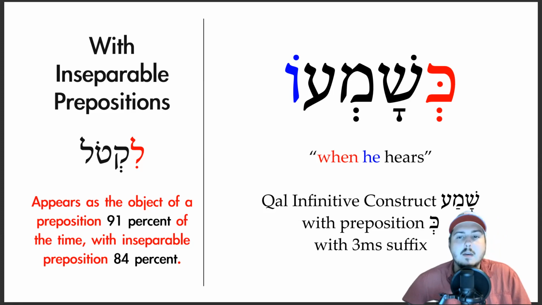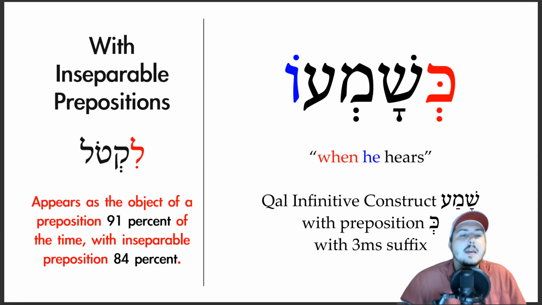Keshamo, "when" or "as he hears." Okay. It's a Qal infinitive construct from the root shama, meaning to hear, with a kaf preposition and a third masculine singular suffix. See how you have that verbal root right there in the center? And you see how you have a third masculine singular suffix at the end, and you have that preposition at the beginning.